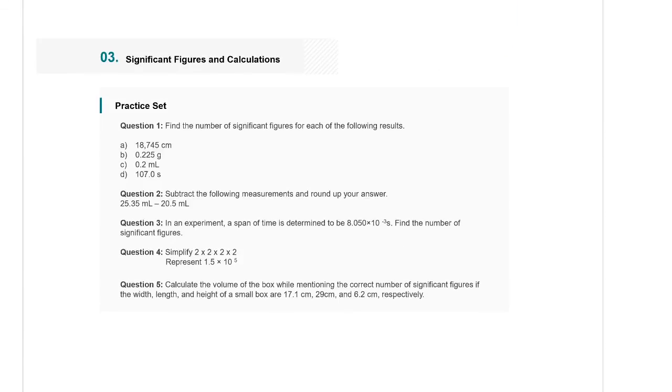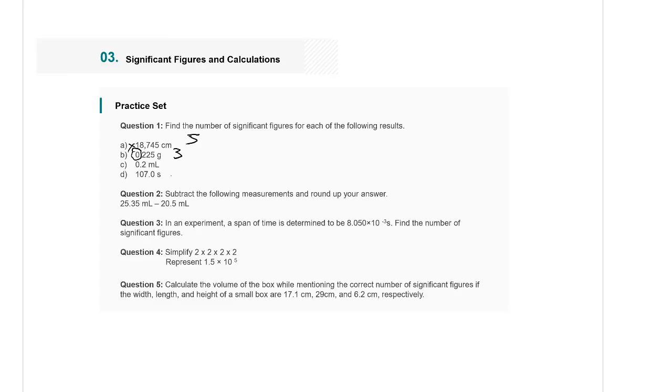Okay, more questions. Let's practice again. For the first one, how many significant figures? We have 5 non-zero numbers, so we have 5 significant figures. And for the B, we have 3 non-zero digits, so we have 3 significant figures. The leading 0 doesn't count.